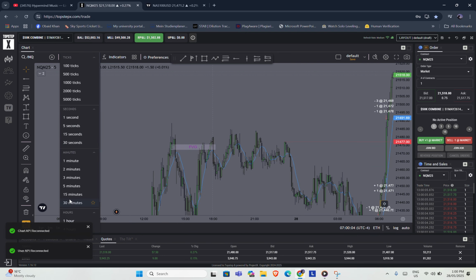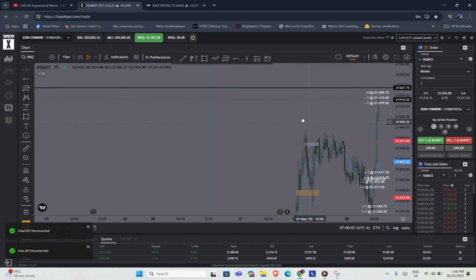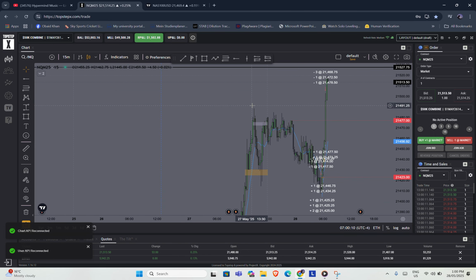Let me just go to 15 minutes. So this was my target. This is where I got out from the market, because this is what I wanted from the market to give me today. If I was expecting a lot more than this amount, then it could have been a bit greedy, and it might have gone against me, who knows.